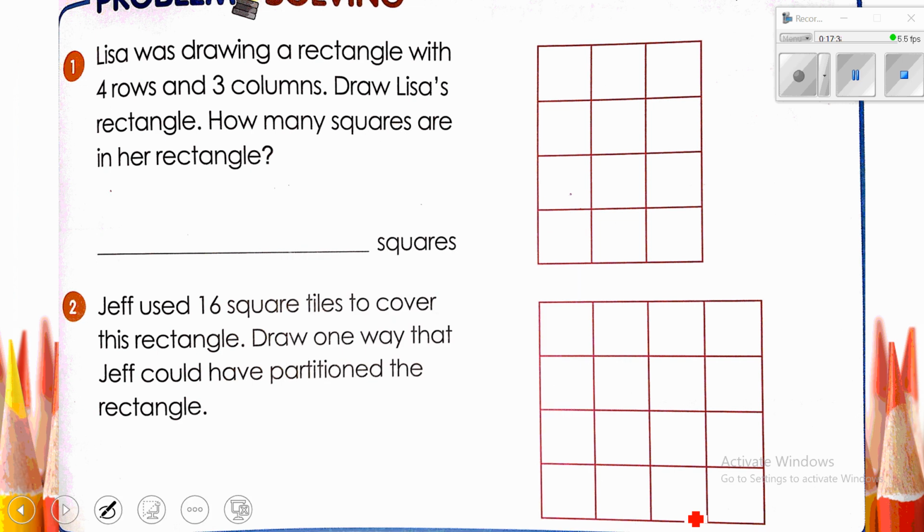It's time for problem solving. You have to read the problem solving loudly with me. Lisa was drawing a rectangle with 4 rows and 3 columns. Draw Lisa's rectangle. How many squares are in her rectangle? They drew it for you already. Here is the rectangle, but your job is to find the number of squares.